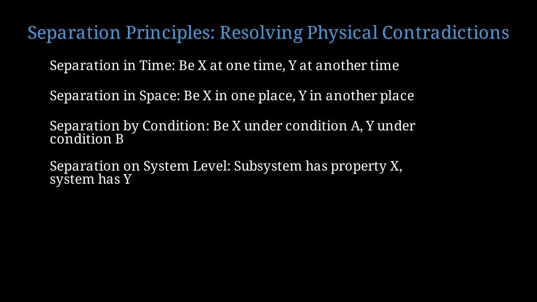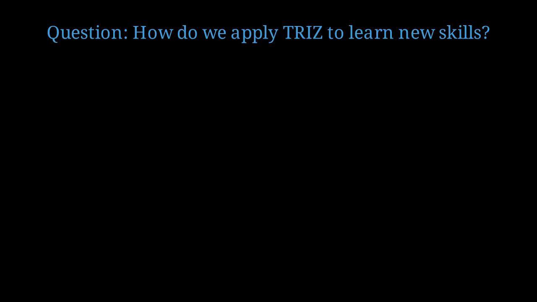Fourth is separation on system level. Individual components have one property, while the whole system has another. Your detailed thoughts can be rigid and precise, while your overall thinking framework remains flexible. Here's a practical question. How can we apply cognitive TRIZ to the challenge of learning new skills efficiently?